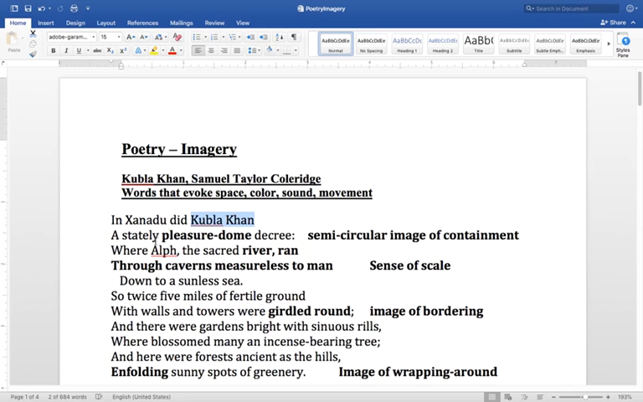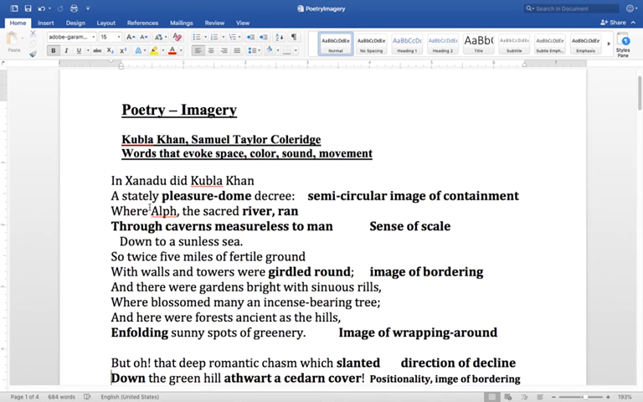And within this dome, there's an entire world created, right? As you read the poem, you probably got a sense of that, where Alph, the sacred river, ran through caverns measureless to man. And although Kubla Khan obviously was a man and he declared this pleasure dome, the size of this dome is immense, right? And we get that through this word measureless, a word that evokes a tremendous sense of scale and of space as well. Although this is a man-made thing, it's huge in scale.